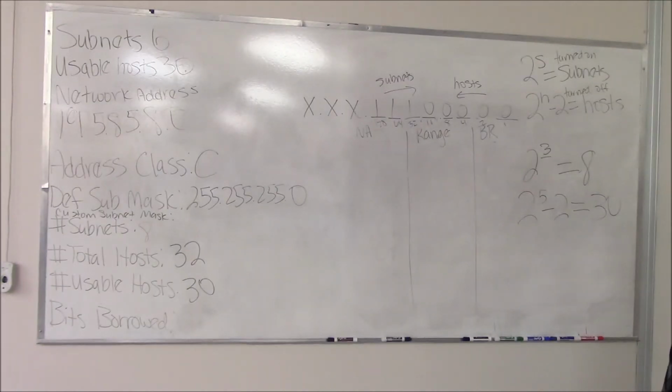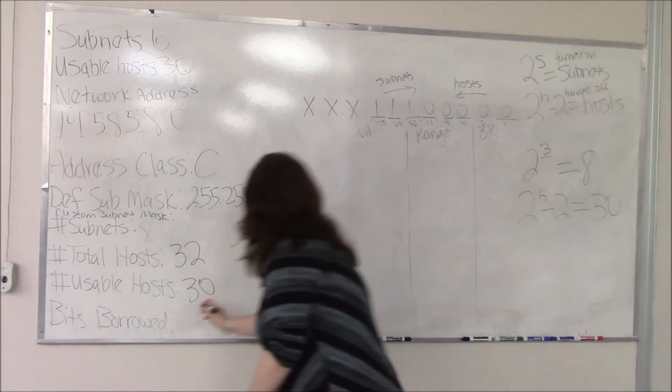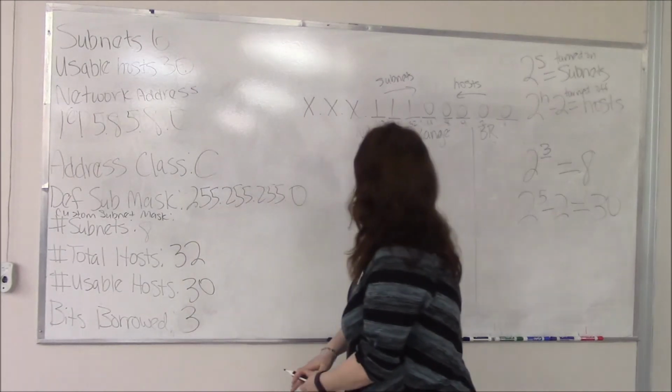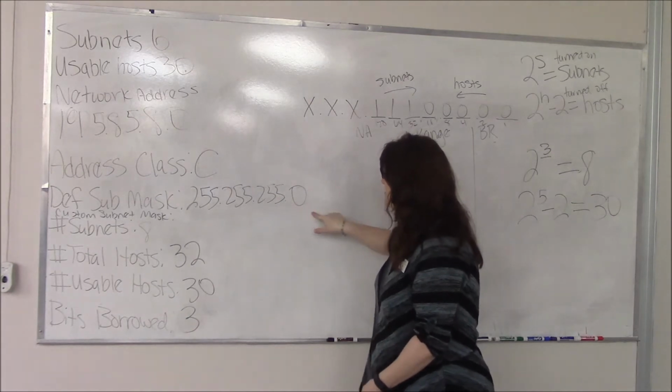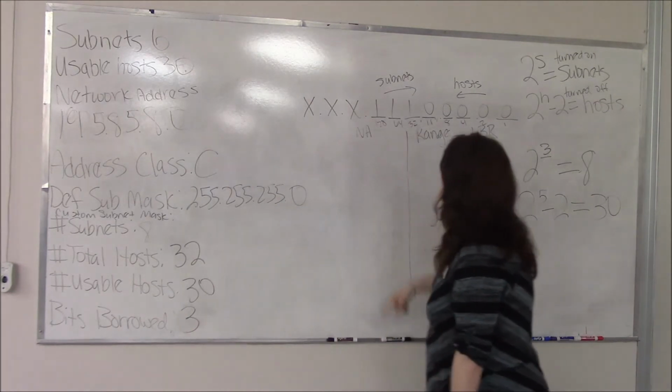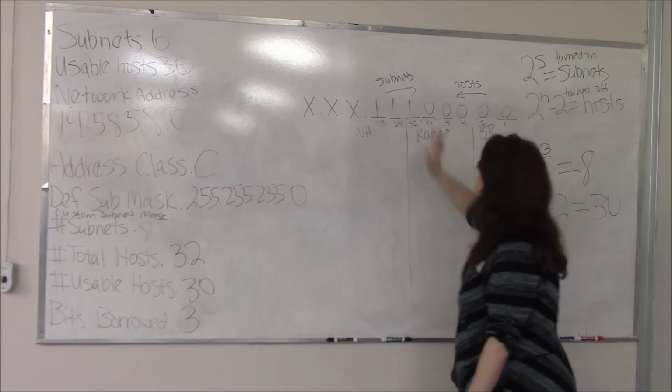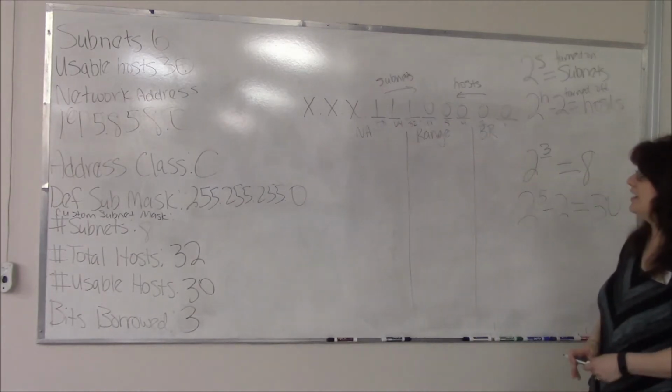How many bits did I have to borrow to make that happen? 3. So I had to borrow 3 bits from the last octet of the default subnet mask, and there they are. 1, 2, 3 bits. That's what I had to do to make that happen.